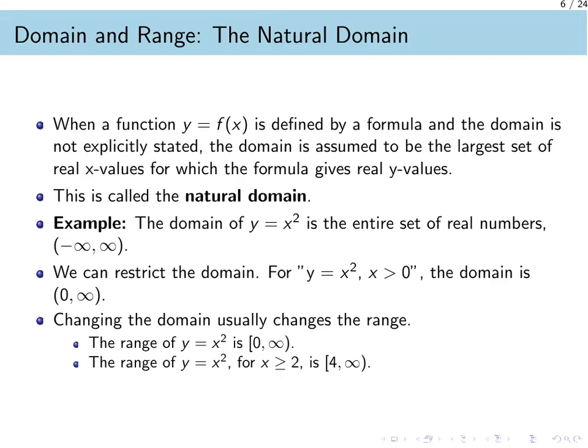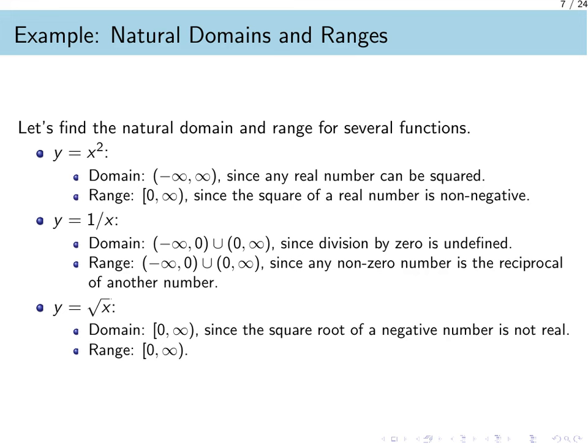The set of allowed inputs directly determines the set of possible outputs. Let us explore the concept of a function's natural domain and range, which is essential for understanding the set of all valid inputs and their corresponding outputs. The natural domain is the largest set of input values for which a formula produces a real, valid output when no other restrictions are given.